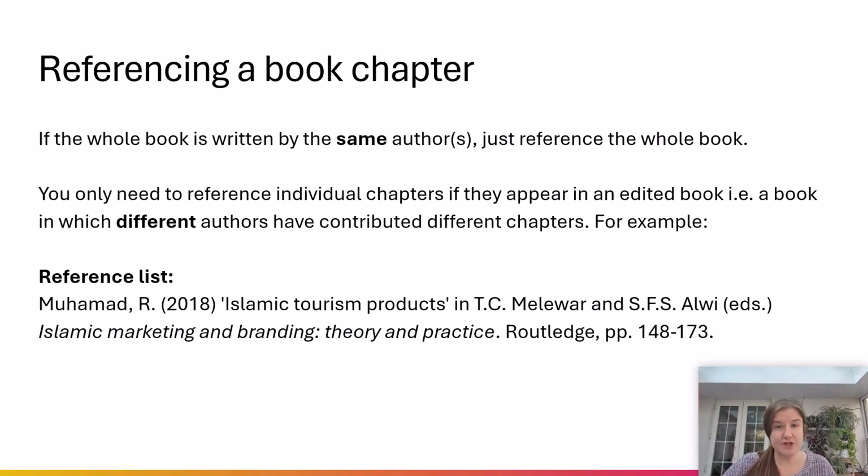Here we're referencing a chapter called Islamic Tourism Products in a book called Islamic Marketing and Branding: Theory and Practice. You need to include details of the chapter, the author and the title, and details of the book, the names of the editors, the title and the publisher. And then finally, we've got the page range. That's the start and end page for this chapter, preceded by pp. It helps your reader to find the exact chapter in the book that you are mentioning.